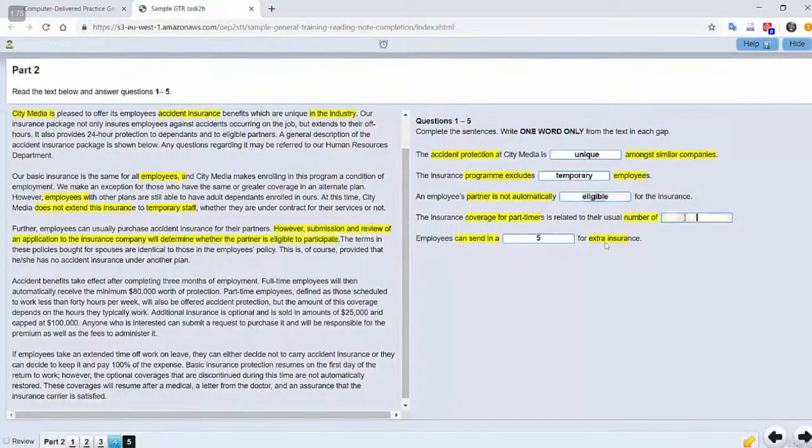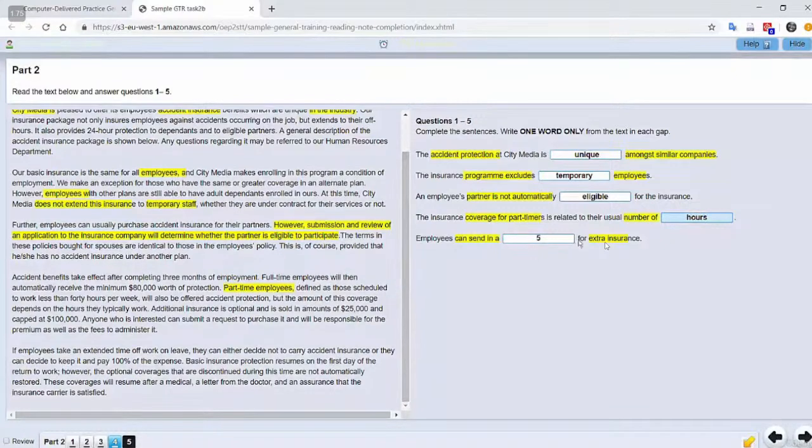The coverage for part-timers is related to what? All right, so here we go with part-time employees. Defined as those scheduled to work less than 40 hours a week, they will also be offered accident protection, but the amount of the coverage depends on the hours, right? Depends on, it means related to, depends on the hours they work. So it depends on the number of hours.